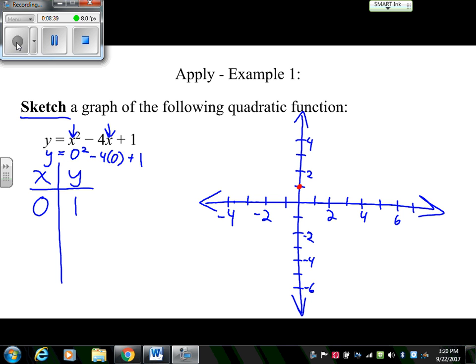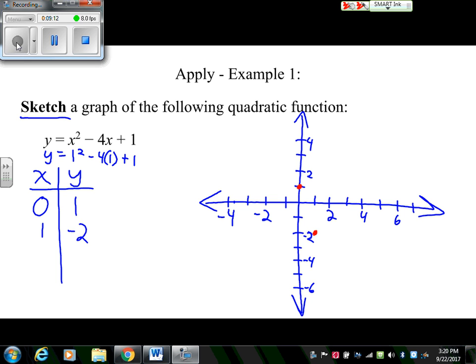I could plug in now a 1 for x and figure out what y is. So let me erase my previous work here. And now if I plug in a 1, y is going to be equal to 1 squared minus 4 times 1 plus 1. And so I end up with 1 minus 4, which is negative 3, plus 1, which gives me negative 2. All right, so that is another point on my graph. So 1 over, and then down 2 is going to be down here.